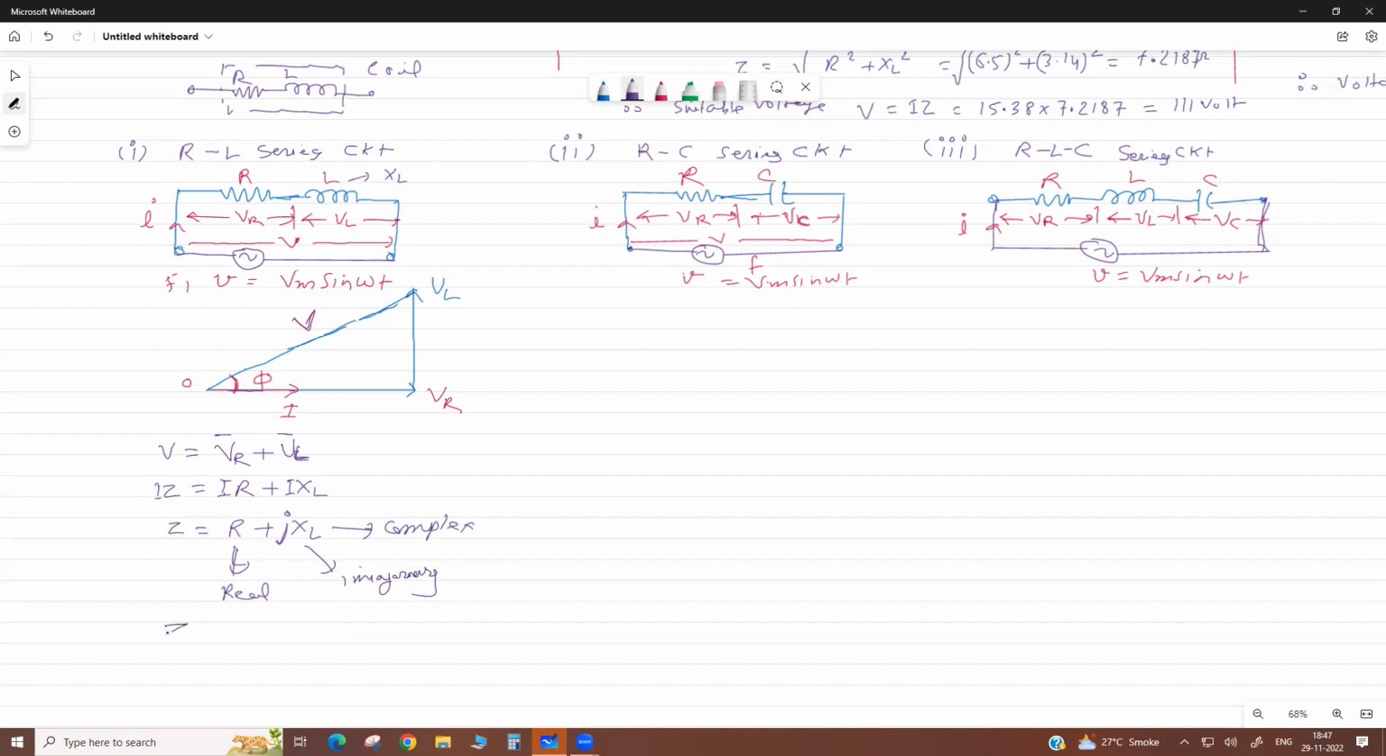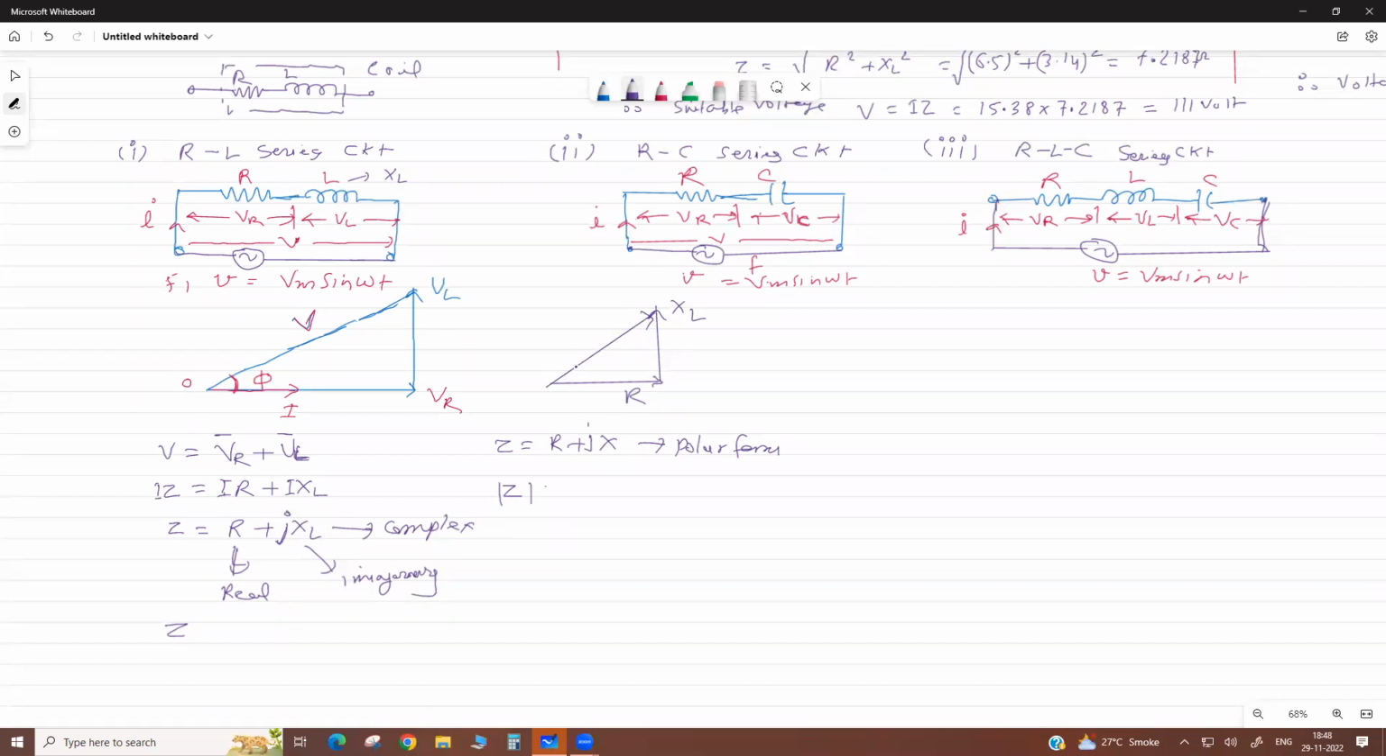Now, this form, Z equals R plus or minus jX, where the imaginary part may be negative or positive, is called rectangular form. Already we discussed. If we calculate the magnitude of Z, the impedance triangle has R, this is your reactance XL, and this is your Z, with angle phi.